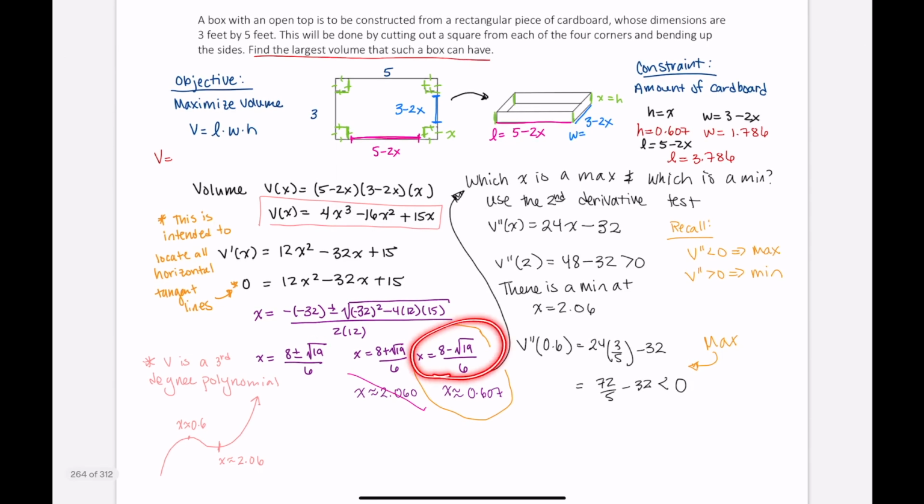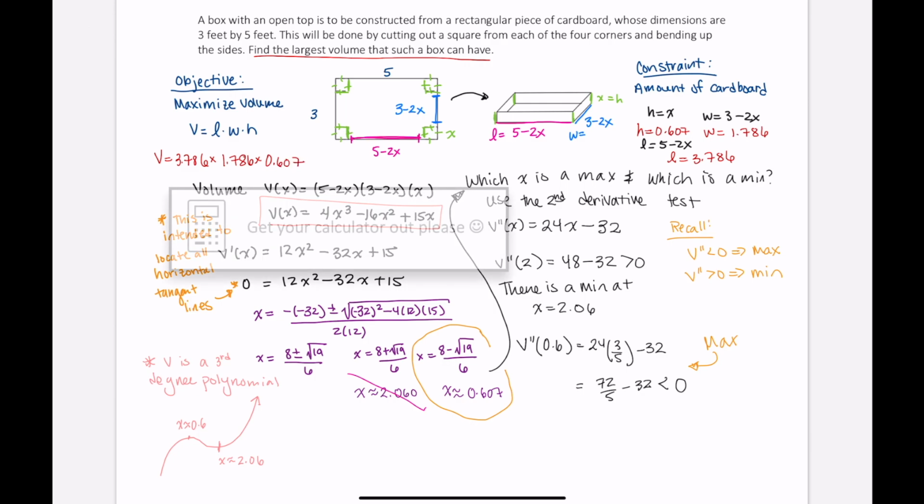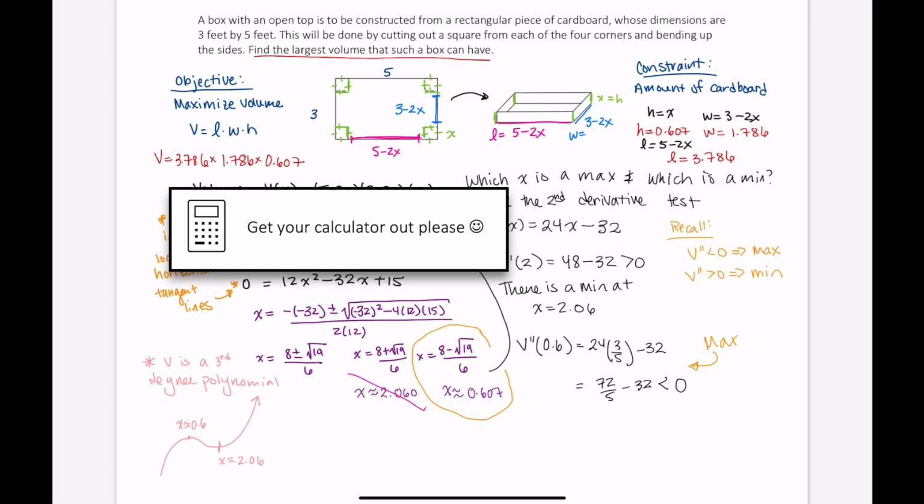So our volume, and I want to stress the fact that this is an approximation, since I did not use the exact value in these calculations, I used an approximation to 3 decimal places. I'm going to round my result to 1 decimal place. So my volume is going to be 3.786 times 1.786, and I missed a digit right here. Look at that, I missed an 8. Times 0.607. So go ahead and multiply those 3 values on your own calculator.